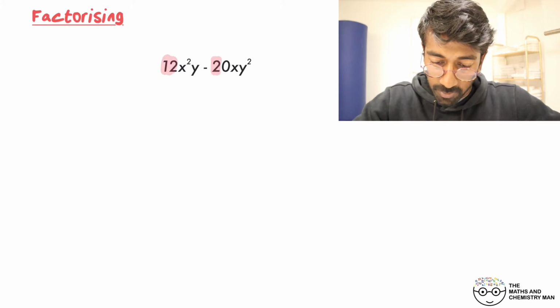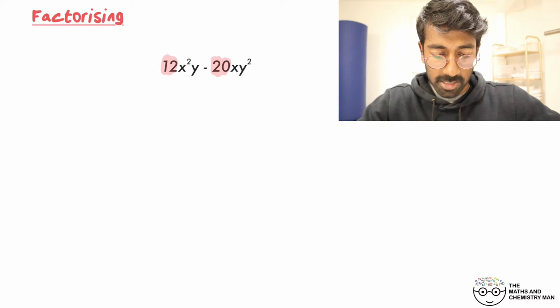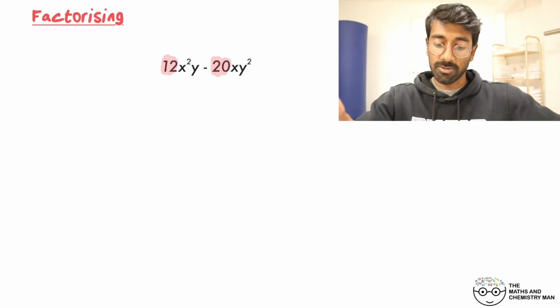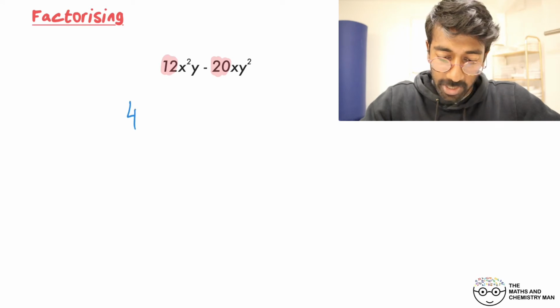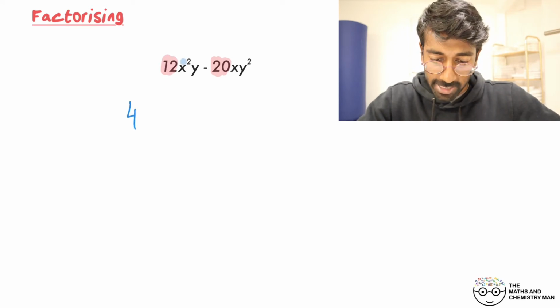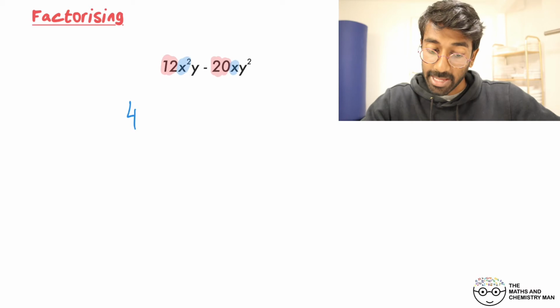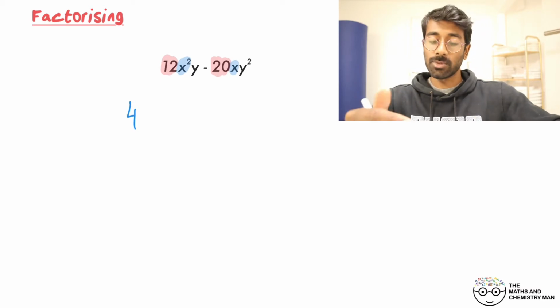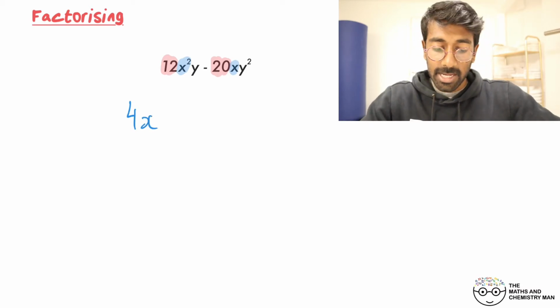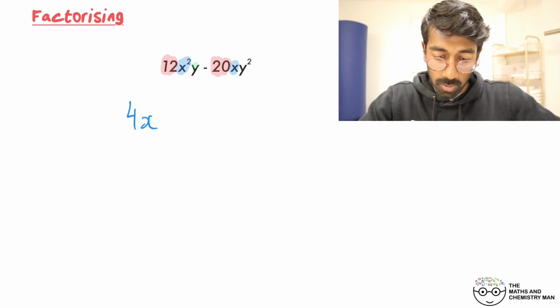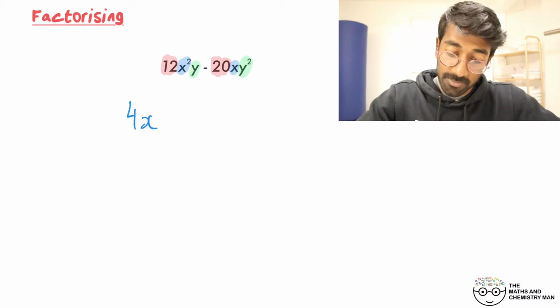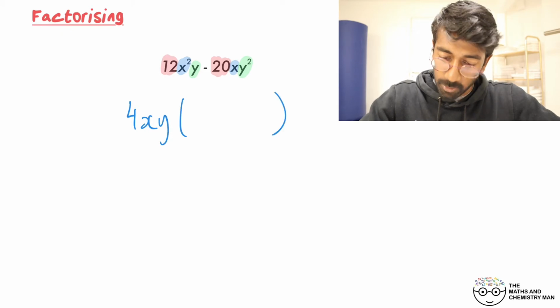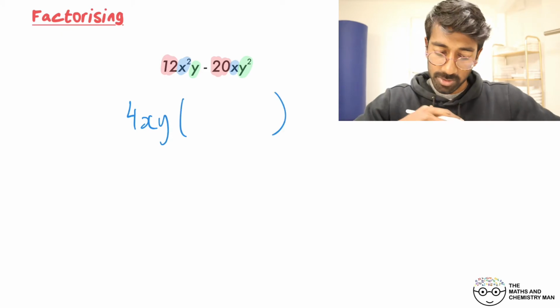So you've got 12 and we've got 20. So what's the highest factor of 12 and 20? That's going to be 4. So let's take a 4 outside the bracket. Now let's focus on the x's where we've got x squared and x. So the greatest factor there between those is just x. And then we'll focus on the y's. So we've got y and y squared. Obviously the greatest factor between y and y squared is just y. Now we can open our bracket and figure out what goes on the inside.